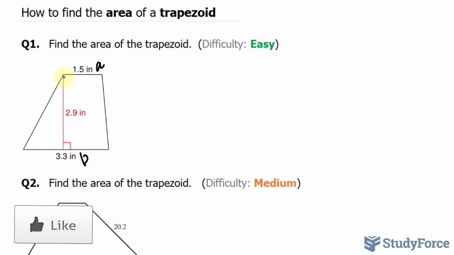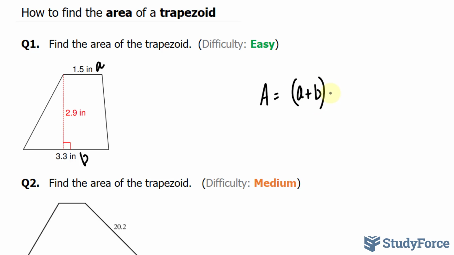The height is given to us in red, it's 2.9 inches. And that's exactly what we need to find the area. The formula for the area of a trapezoid is A equals (a plus b) times the height, divided by 2. We have everything we need.